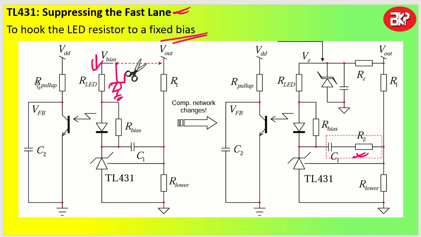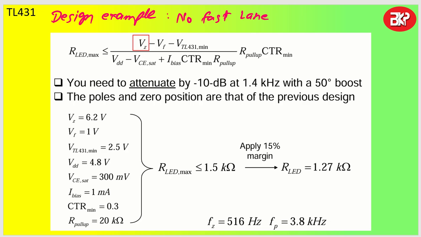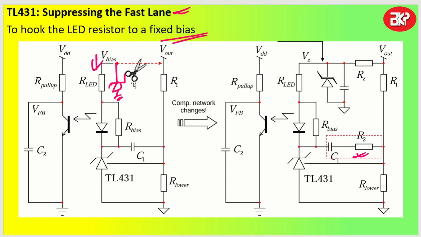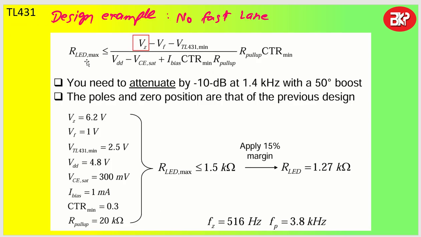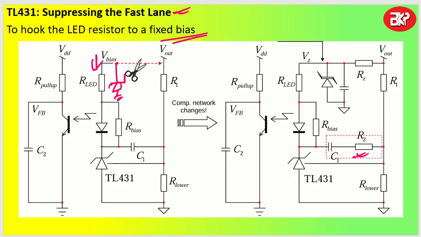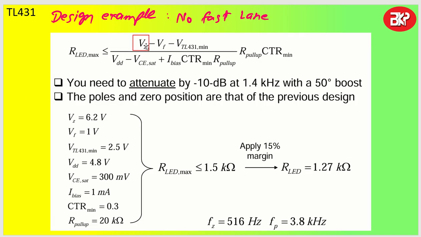So let's see a calculation with this one. What we are going to see is no fast lane, meaning the fast lane has been suppressed by using a Zener diode. In that case my R LED maximum will be equal to this formula. Earlier we had put V input, which was 15 volt or 5 volt or something. Now it will be VZ. Just now I told you this was V out. Now it has been converted to VZ because the fixed bias has been applied.